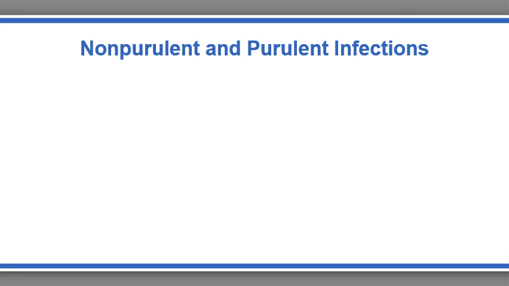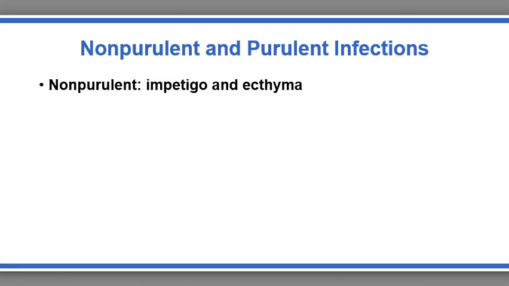Non-purulent and purulent bacterial skin infections. In your classification here, for non-purulent infection, we look at impetigo and ecthyma. Impetigo, as we already know, is that contagious skin infection. We talked about it in the pathology class. It's characterized by that typical honey-colored crust, usually caused by a streptococci infection or staph or even both. It occurs usually in warm, humid conditions and spreads very easily.